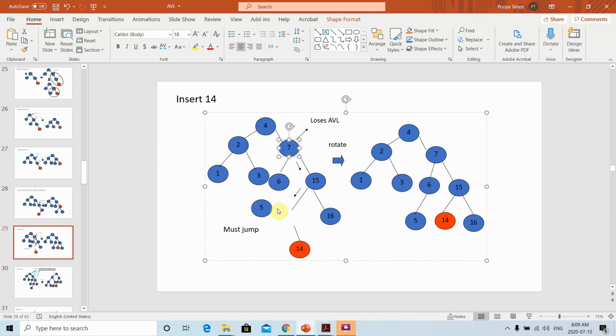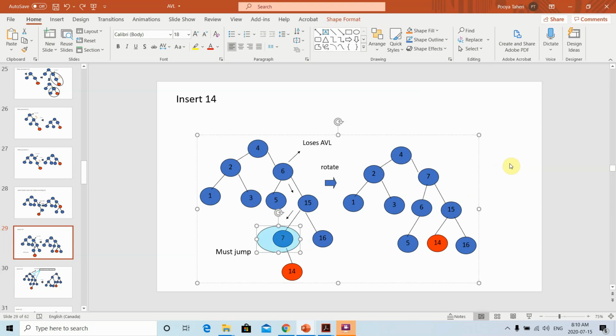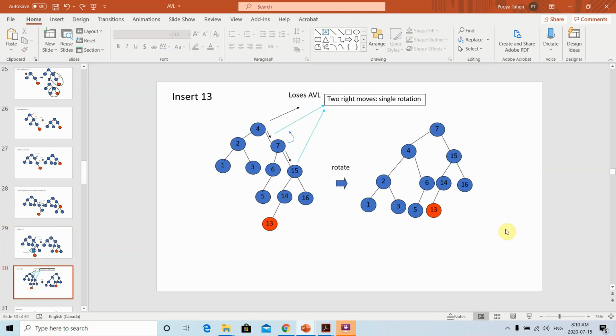Now 14 was on the right side of 7. It still has to be on the right side of 7, so it's going to become the left child of 15. Right, so this is just a trick to quickly figure out how your balanced AVL tree is going to look like after a double RL rotation. Okay, let's go to the next one.